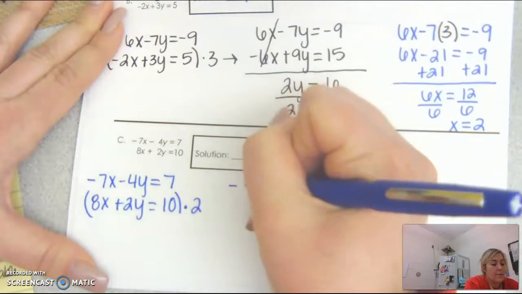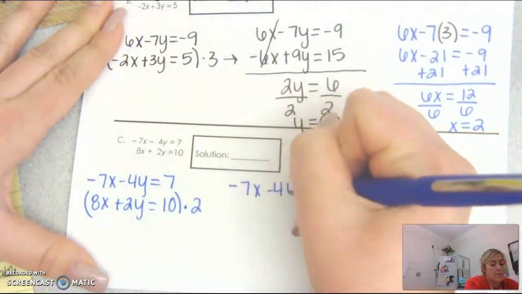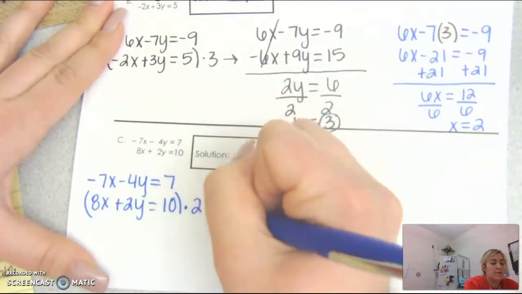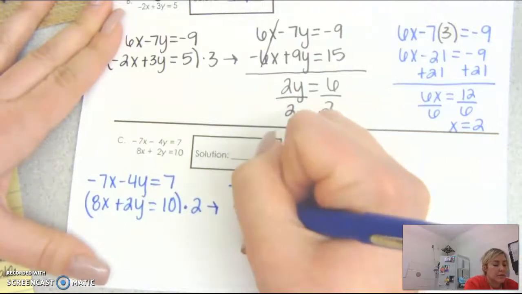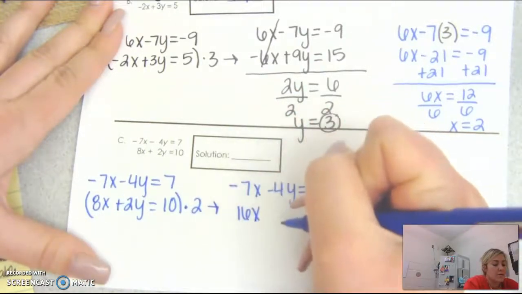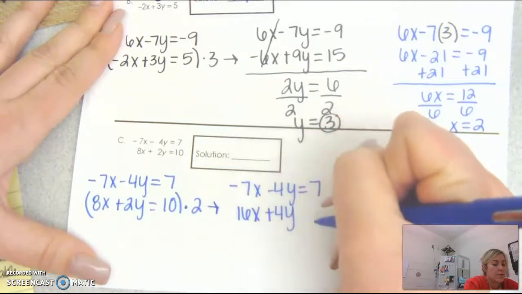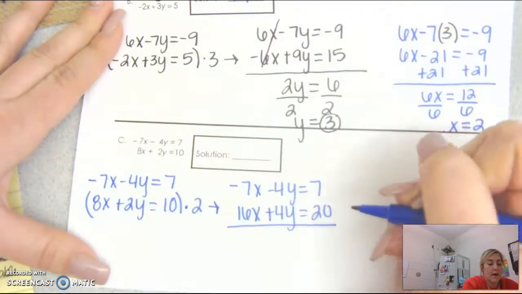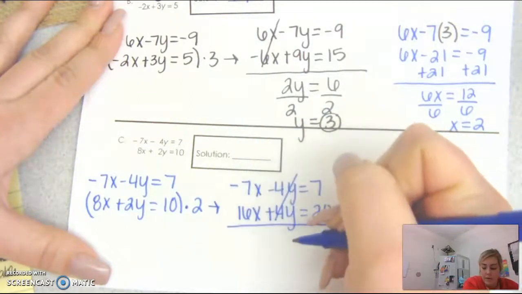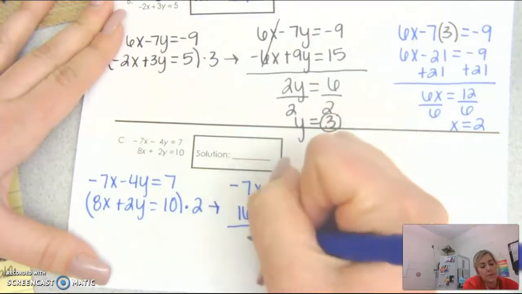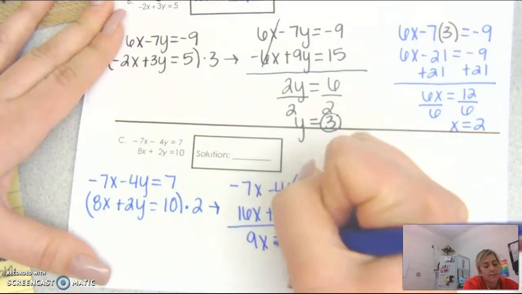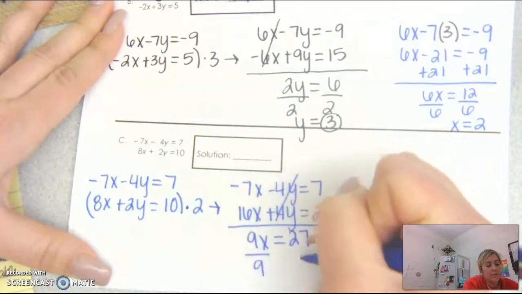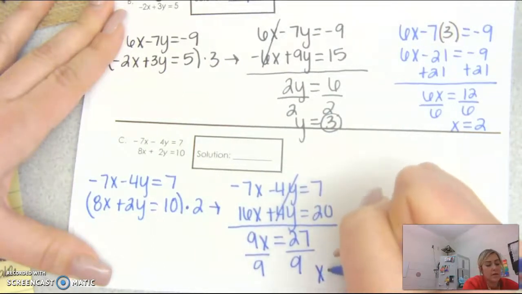So now rewrite the top again, and then multiply by 2 and rewrite the bottom. So 8 times 2 is 16, 2 times 2 is 4, and 10 times 2 is 20. Now I can add down, so my y's will eliminate. Negative 7x plus 16x is 9x. 7 plus 20 is 27. Divide both sides by 9, and x equals 3.